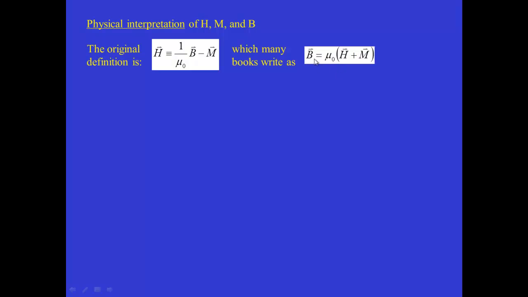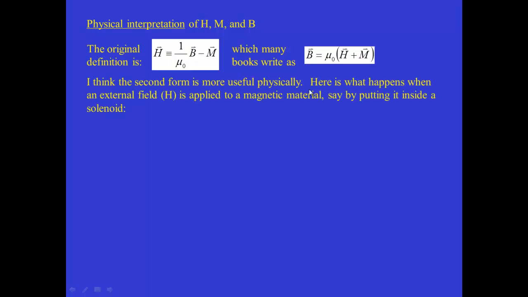It reminds us that B is the total field that arises from the sum of two different fields. So let's see what happens with a little cartoon that I can make up when we apply an external field to a magnetic material. Don't worry too much about what we call H. In Griffiths' book, he just calls it H, and that's the way that I will refer to it.